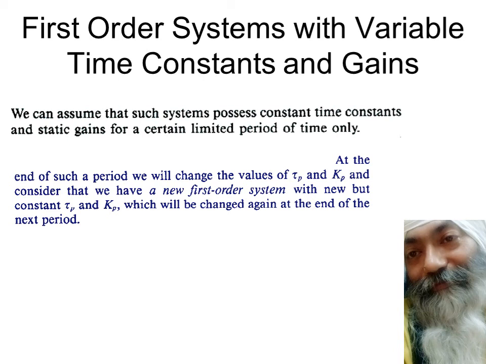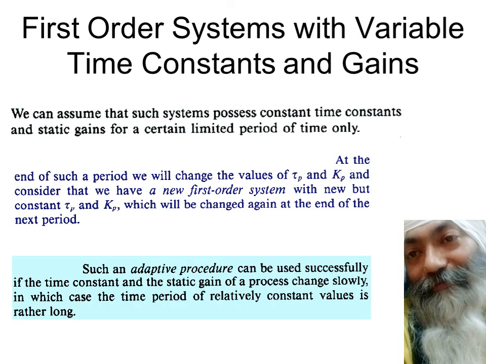We have to go on changing the model, and as such the model has to adapt itself to the new operating conditions. So we have to go in for an adaptive procedure, which can be used successfully if the time constant and the static gain of the process change slowly, one by one, in which case the time period of relatively constant values is rather long. That's how we tackle this situation. So we do have systems where the time constants and gains are not constant, rather they are variable. In that case we go in for these kinds of adaptive procedures.